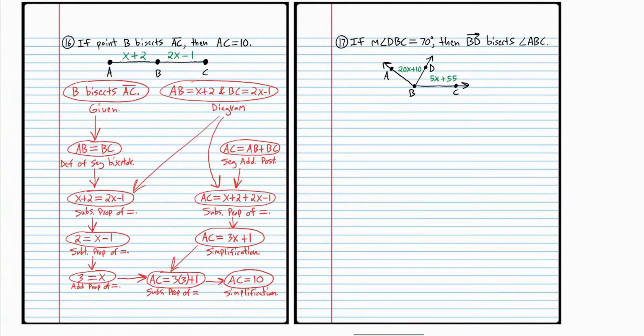What you're really doing is you want to prove that the measure of this angle is equal to the measure of that angle. If you can somehow do that with the given information, then you're pretty much done, because that proves that BD bisects angle ABC. So try number 17, and when you come back, we'll do it together.